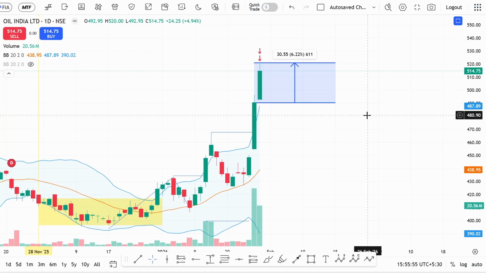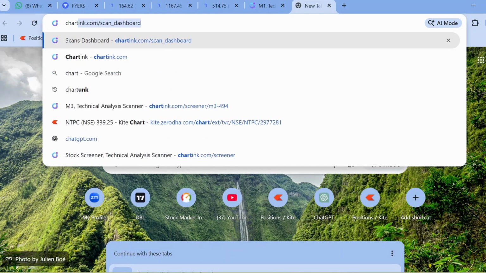Now the question is, how can I identify wave 3 stocks in large, mid, small and micro all together? If you see, there are 3000 plus stocks trading. So which stock is qualified for the wave 3 logic today? How can I identify such stocks? For that, we have a scanner. I have built the scanner in charting.